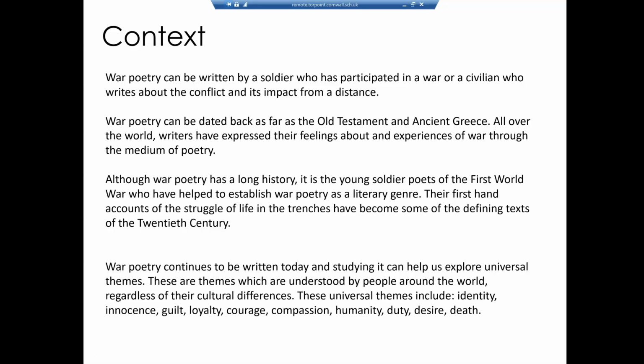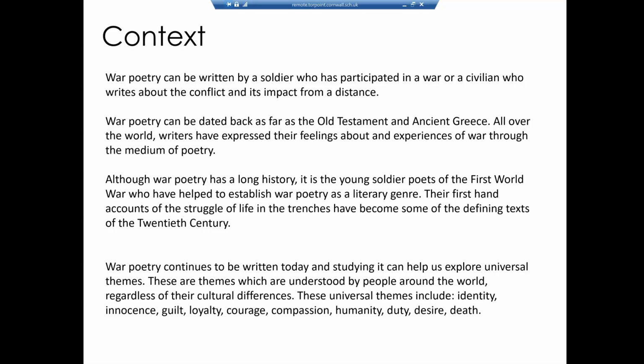War poetry continues to be written today, and studying it can help us to explore universal themes. Something that is universal affects everyone. So these are themes which are understood by people all around the world, regardless of their cultural differences. These universal themes include things such as identity, innocence and guilt, loyalty, courage, compassion, humanity, duty, desire and death.